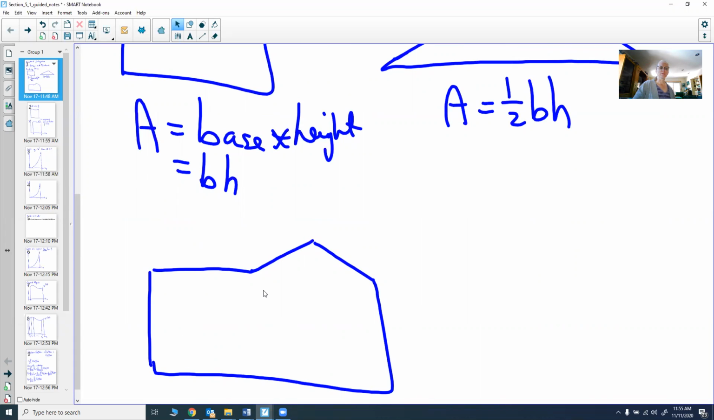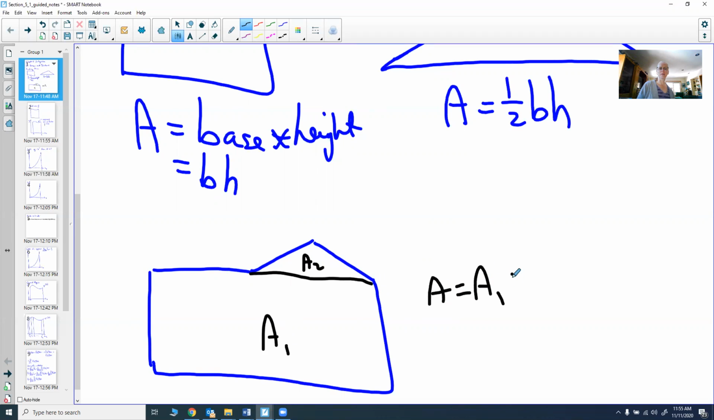We want to find this one. To do this, all we would do is think of this as, here I can make it into a rectangle and a triangle. So I have the area 1, which is the rectangle, and the area 2, which is the triangle. I just add the two areas together to get the area I want. So that's not too hard to do. We've been doing this for a while.